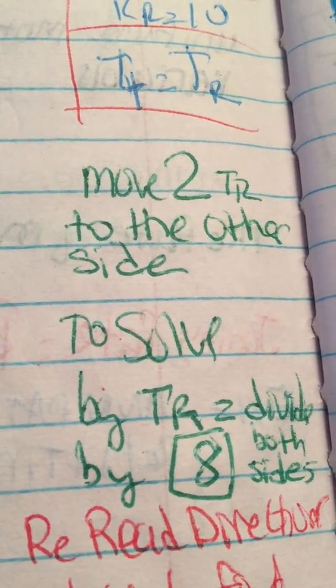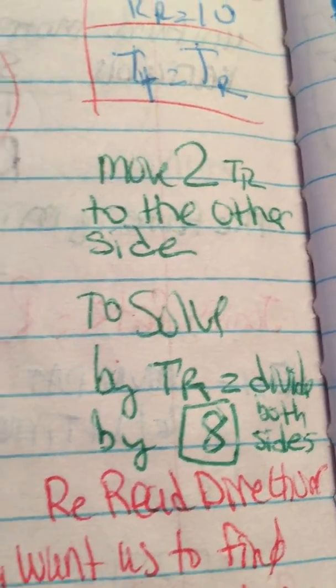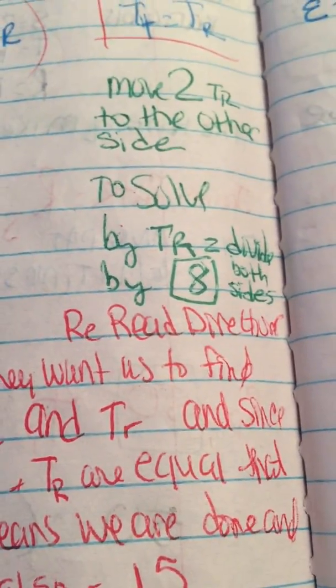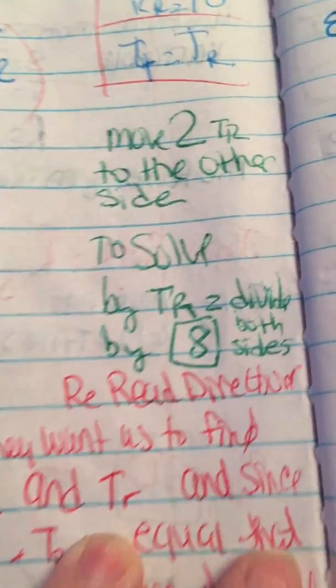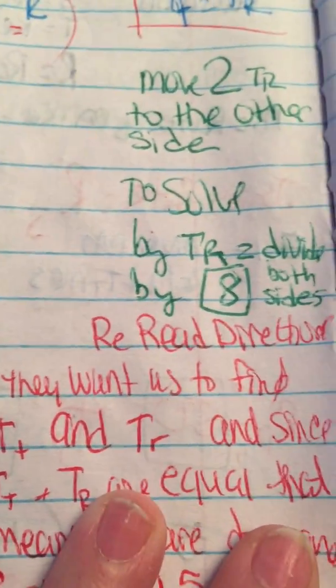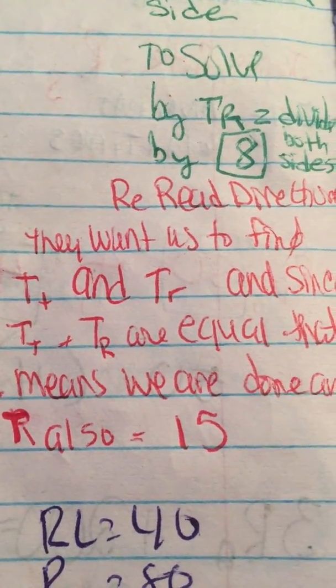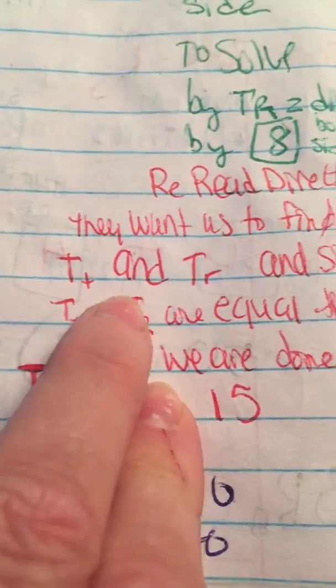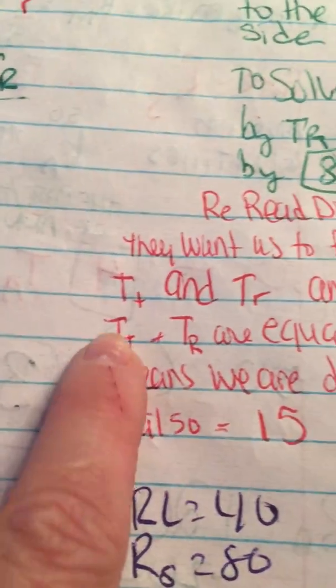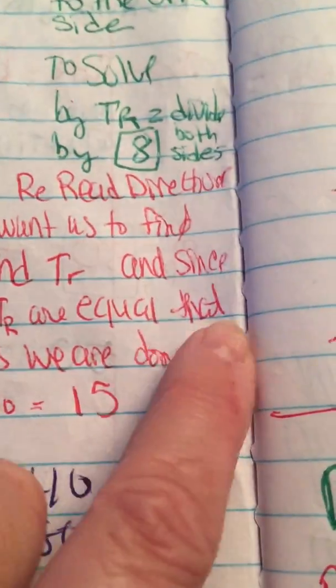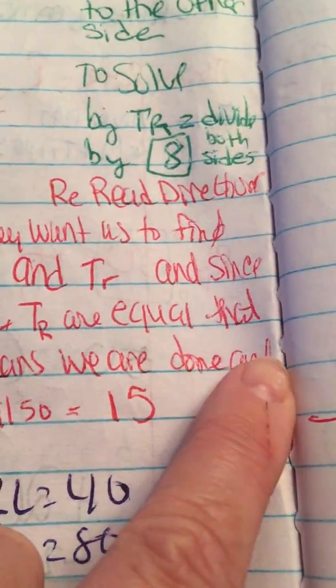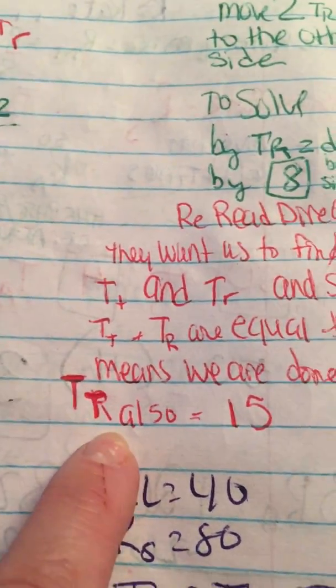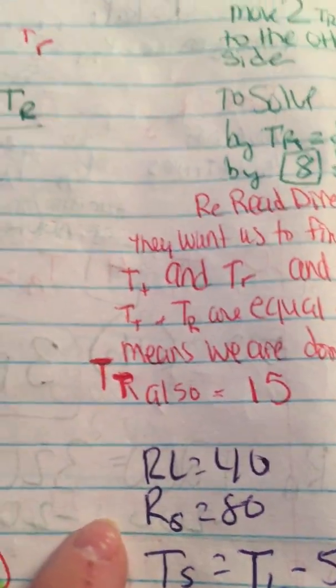We're going to move TR to the other side to solve. And we divide by 8 on both sides. And then we reread the directions. And they want us to find T plus TR. And since T and T plus TR are equal, that means we are done. And TT is also equal 15.